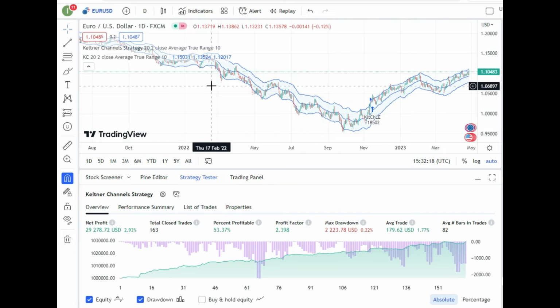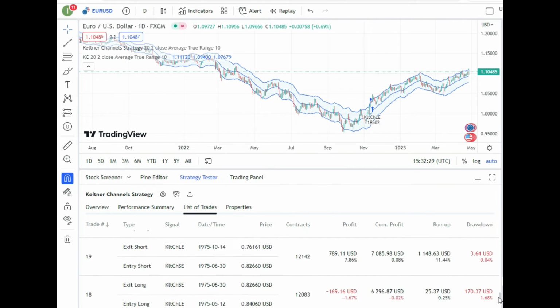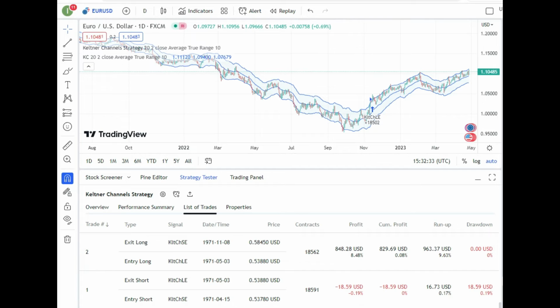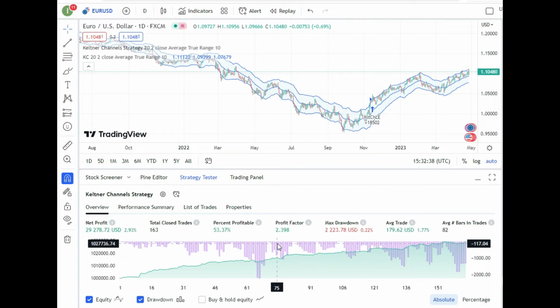If you test for 50 years using the FXCM broker, I will just show the trades here. Look at this. For more than 50 years, from 1971, you will see that the profit factor is almost 2.4. And this is remarkable for such a simple strategy.